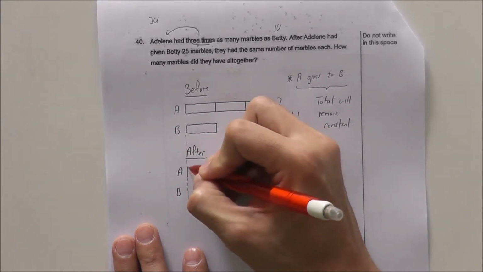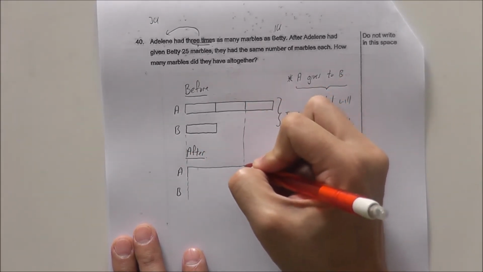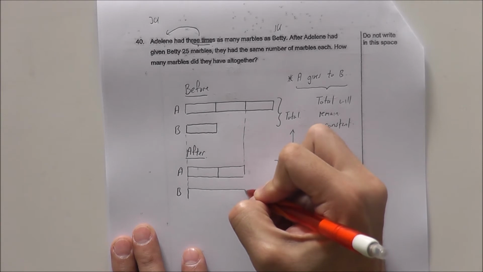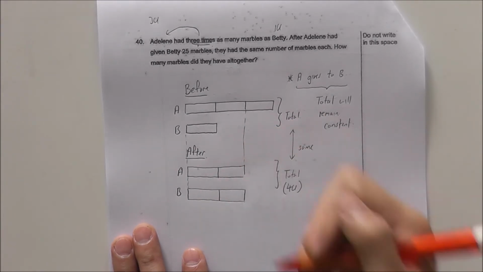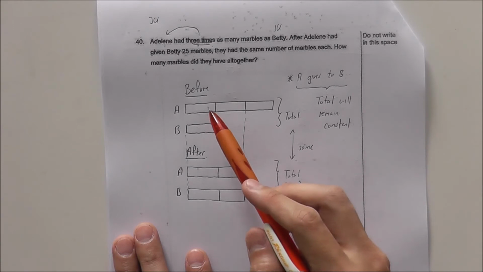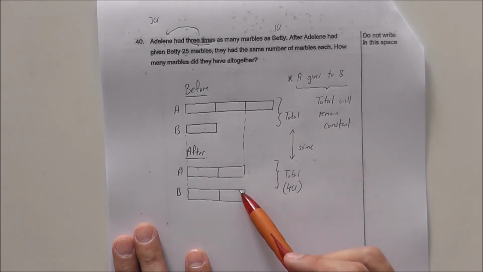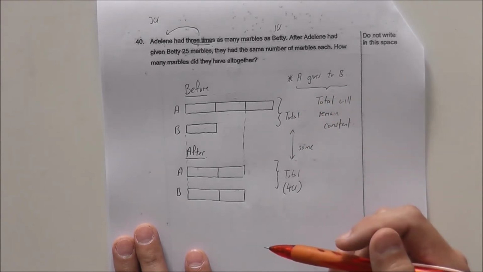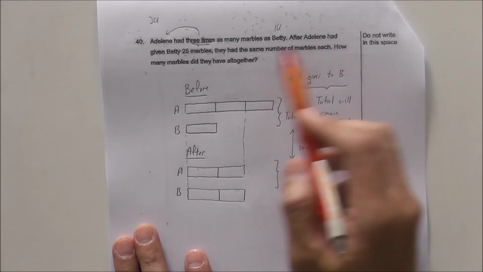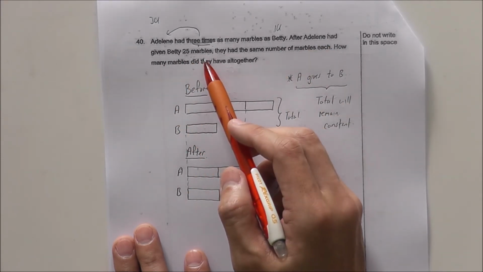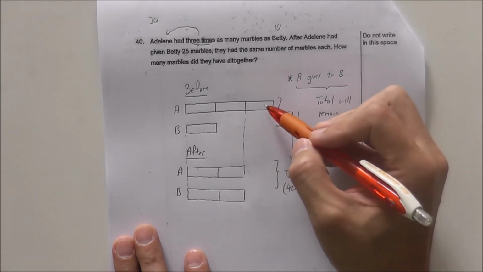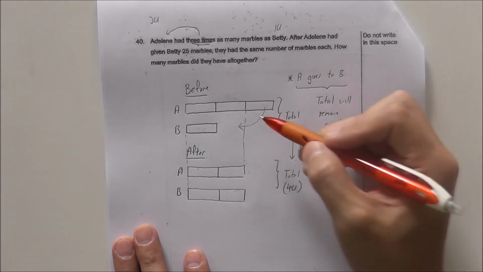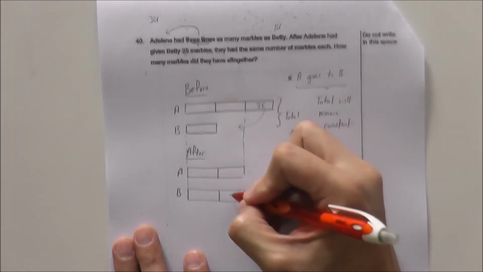So let me just draw it this way. Okay, so this is how it's going to look. Can you see it's 4 units at the beginning and 4 units at the end? Because A gives to B, the total doesn't change. Now let's try to put in the numbers that we have. If Adeline had given Betty 25 marbles, can you see that Adeline from before to after actually gave Betty 1 unit? So this 1 unit that is given is actually 25.